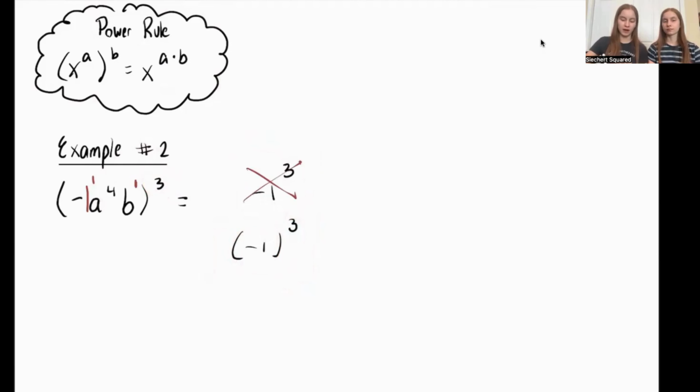So from there, we have -1. It's going to have the power of 3. For a to the power of 4, take that exponent of 4 and multiply it with the exponent of 3. That'll be a to the power of 12. And then for the last one, the b has the exponent of 1. That 1 times 3 gives you 3 still.